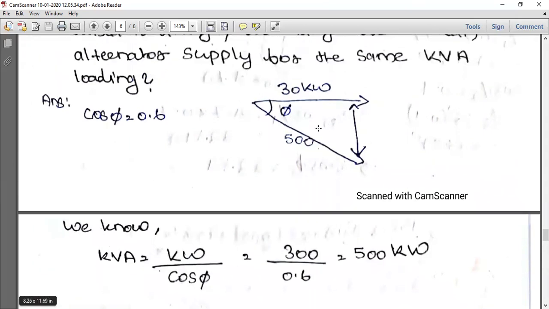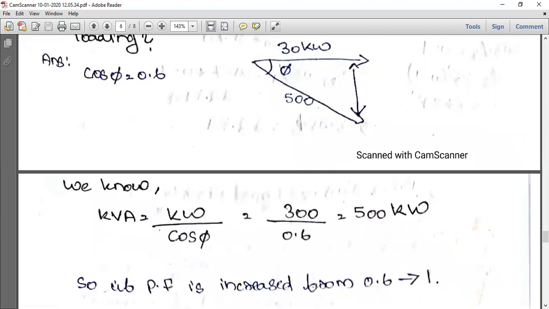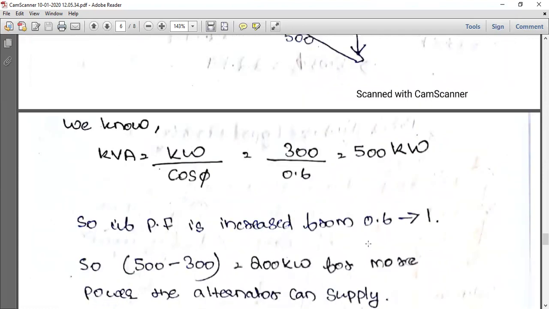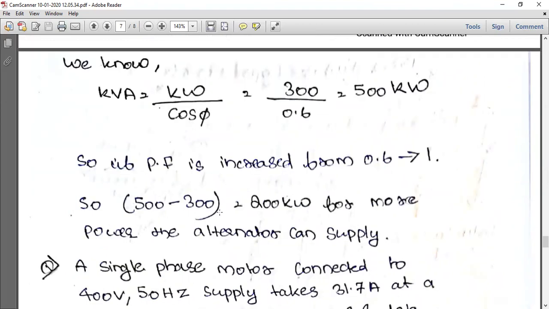From that we calculate the apparent power, that is kVA is equal to 300 by 0.6, which is 500 kVA. So we understood we had 300 kilowatt, and the apparent power is actually 500. So its power factor is increased from 0.6 to 1. So 500 minus 300, 200 kilowatt more power the alternator can supply. I'm telling in terms of kW, because the question asks how much kilowatt. So 200 kilowatt more the alternator can supply if the power factor is brought to unity. Understood? Because power factor is unity means cos phi is 1.